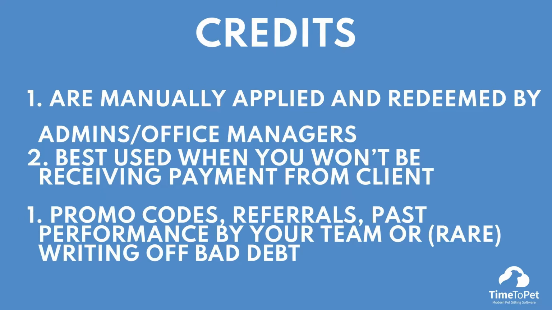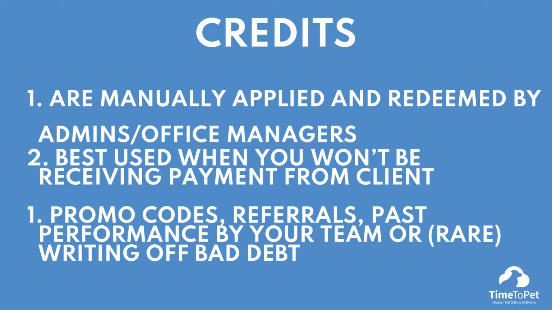Here, we'll be talking about the difference between a credit and an open payment in Time to Pet. A credit is manually applied and redeemed to a client's account. Credits are best used when you won't be receiving any money in exchange for the credit. Some examples here are promo codes, giving the client a referral credit amount for referring another client, or perhaps you want to credit a client an amount based on past performance from your team.